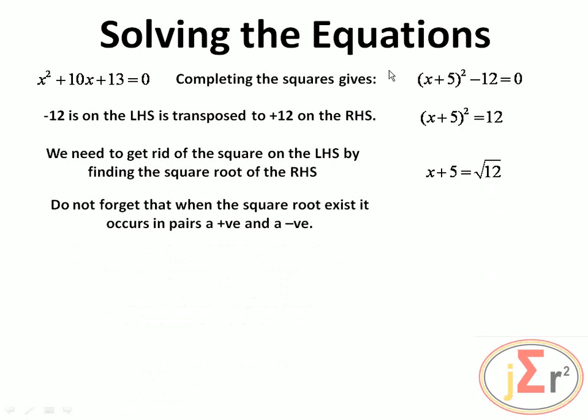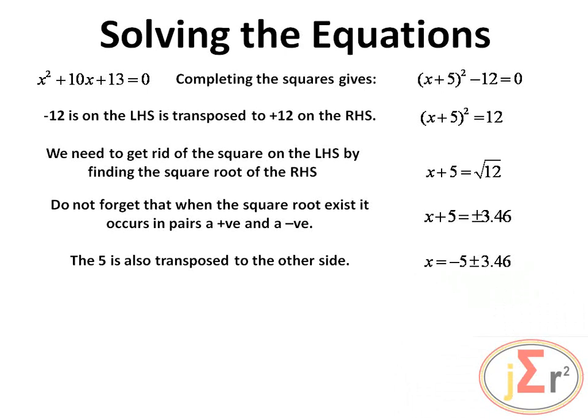Do not forget that when the square root exists, it occurs in pairs, a positive and a negative one. So instead of just writing 3.46, we have positive or negative 3.46. And of course, we have x plus 5 is equal to positive or negative 3.46. The 5 is also transposed to the other side. So it is a positive 5, it will become a negative 5 on the other side. Now, we usually put the negative at the back, but because of the convention in solving equations in which we need to include the positive or negative square root, the number that does not have the ambiguity of the positive and negative sign is placed at the front. So we have a negative 5 at the front.